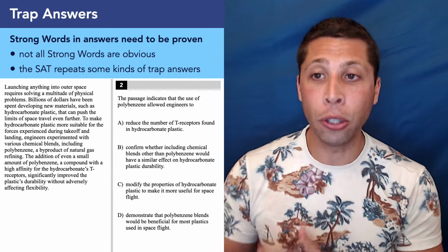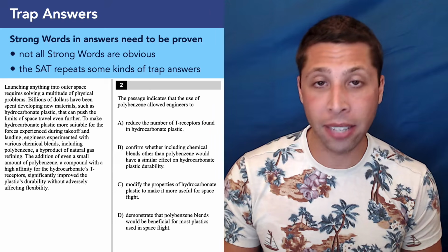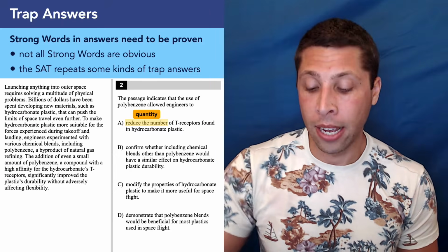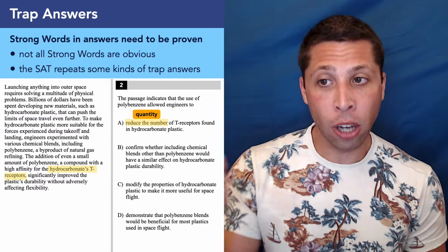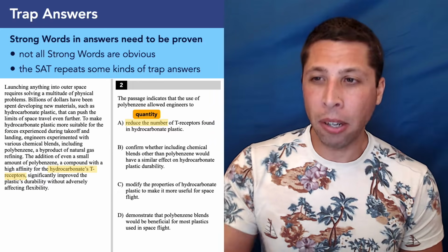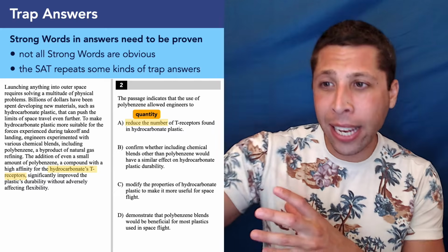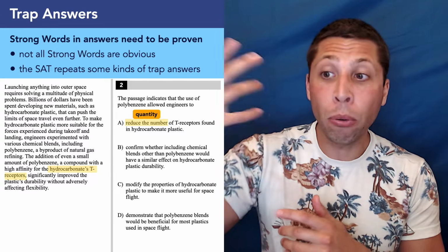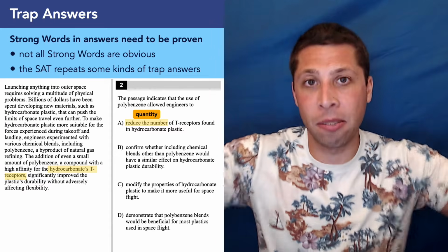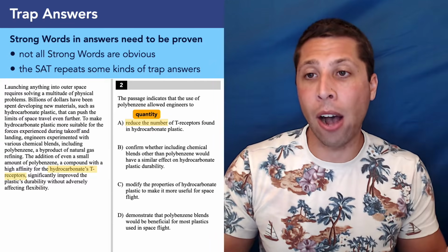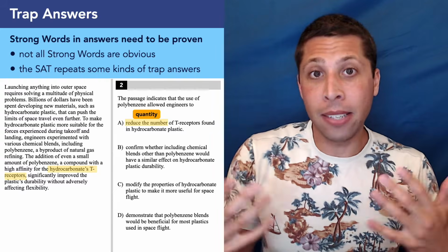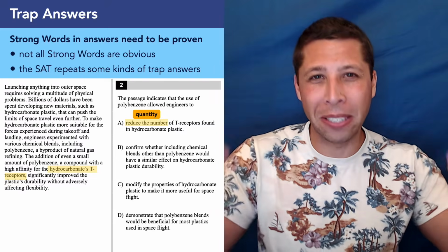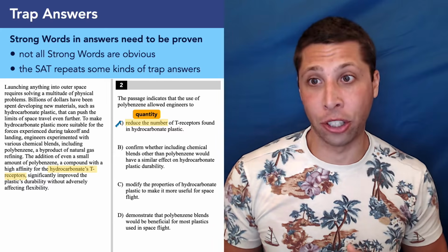Choice A, reduce the number of T receptors found in hydrocarbonate plastic. Well, reduce the number definitely sounds like some sort of quantity idea. Is it provable with the passage? They talk about the T receptors for sure, but around there, they're talking about adding in benzene, the polybenzene. So that sounds like addition, not reducing something, and it improved the durability. So again, it seems like this is moving something up, not moving something down. So I'm glad I checked, but it's easy for me to make sense now of this very complex science idea because I have a very specific thing I'm looking for, and it doesn't check out.